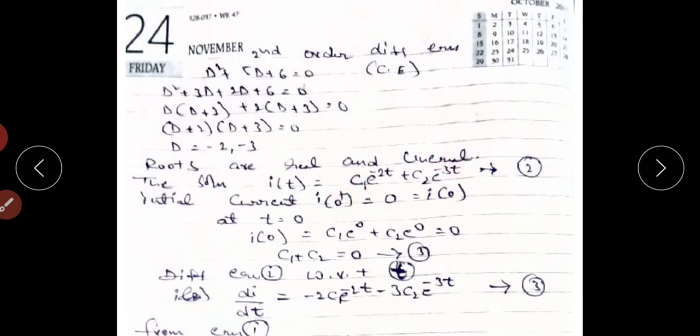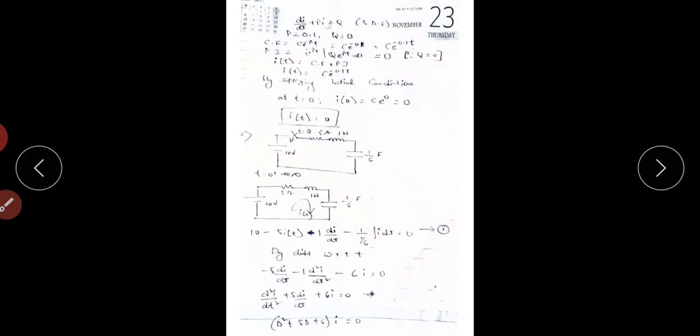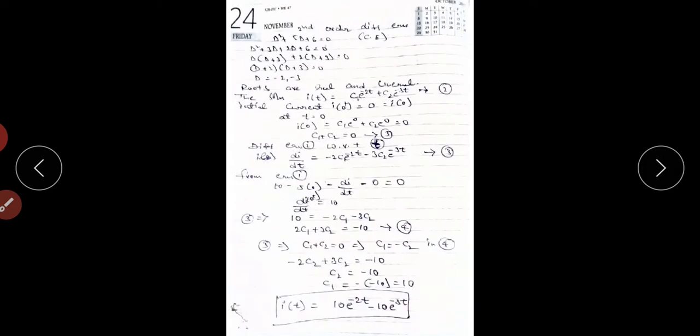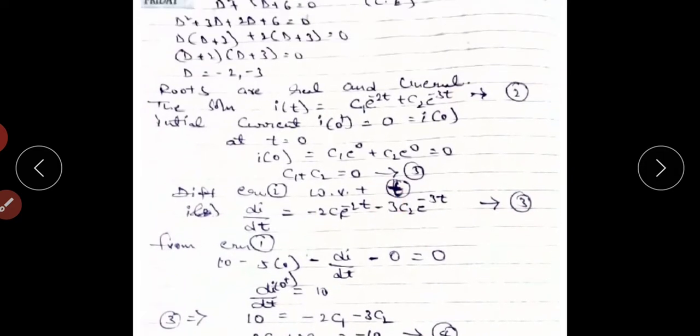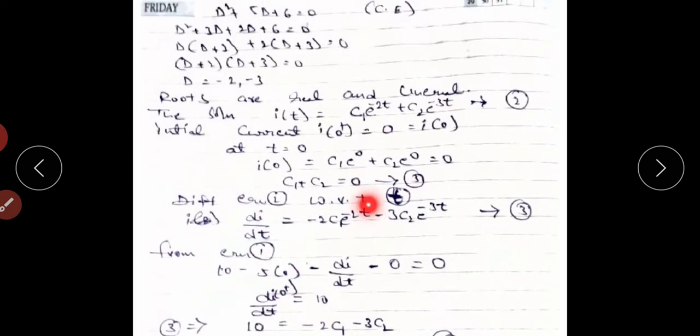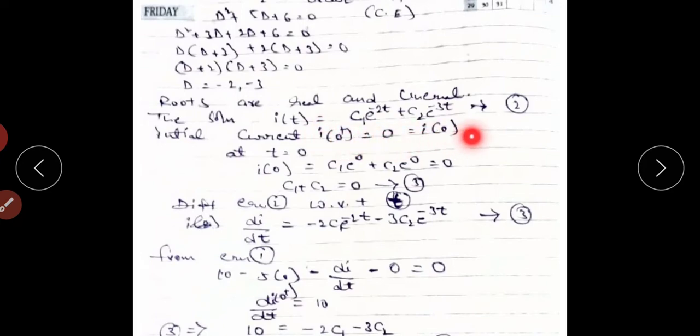So next, find c1 and c2 by using initial conditions. First, find the initial current at t equals 0 plus. Here at t equals 0 plus, the switch is in the closed position, and the inductor acts as an open circuit and the capacitor acts as a short circuit. Here the inductor is open, so the current flowing through this circuit equals 0. So I of 0 plus equals 0, or I of 0 equals 0.